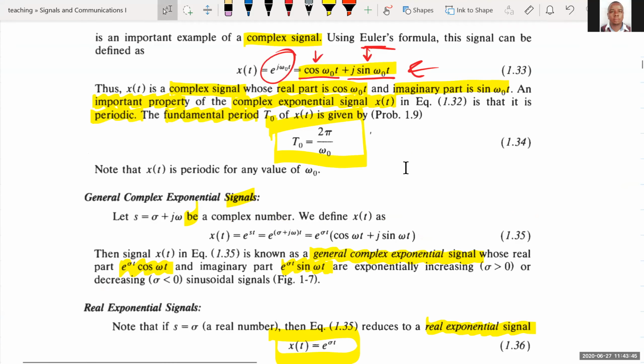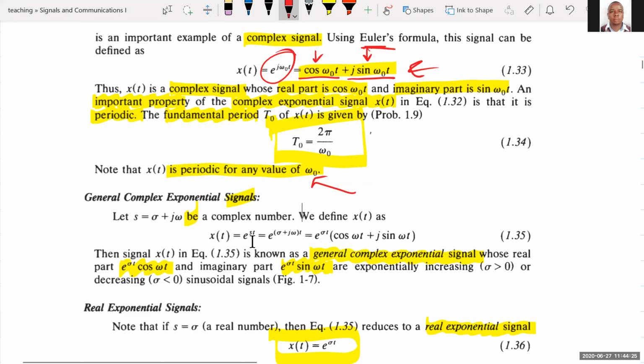So equation 134 illustrates the concept of fundamental period that is defined from the fundamental frequency or the fundamental radian frequency. And we notice that x(t) is periodic for any value of omega naught. So that is what we say, that it repeats itself for any value of omega naught. And that is a very important point, because in discrete time, this is not true. This applies for continuous time, but for discrete time, this does not apply.